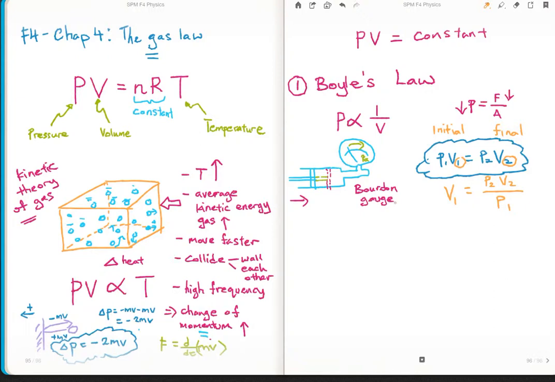Sometimes pressure could be expressed in centimeter Mercury. It depends on the question, which will let you know. So you just need to pause this video and go through the exercises related to Boyle's law. You must have at least 8 to 10 objective, multiple choice questions to practice on Boyle's law. You really need to do so.